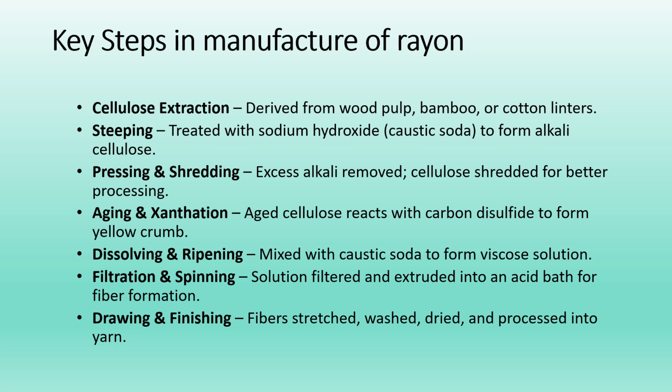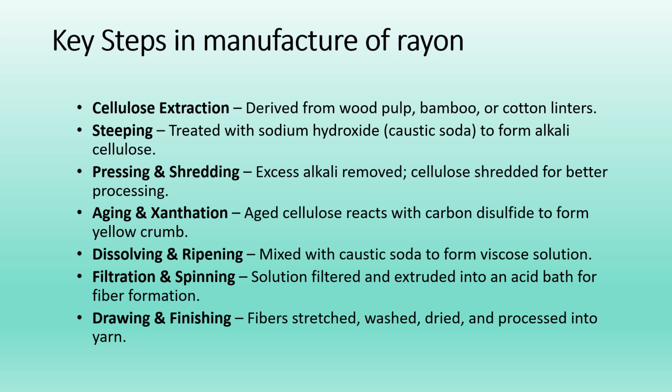Aging and xanthation. The shredded cellulose is aged for a specific period to break down its molecular structure. It is then treated with carbon disulfide, converting it into a yellowish compound known as yellow crumb. This process, called xanthation, is crucial for transforming cellulose into a suitable form.